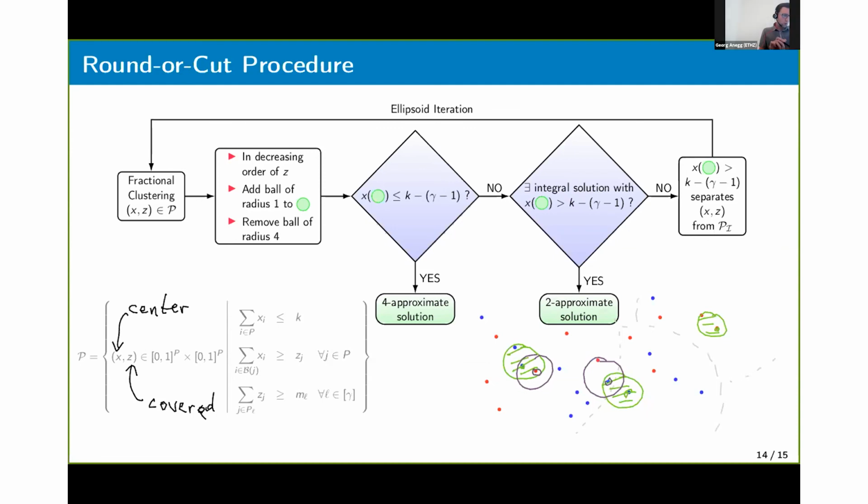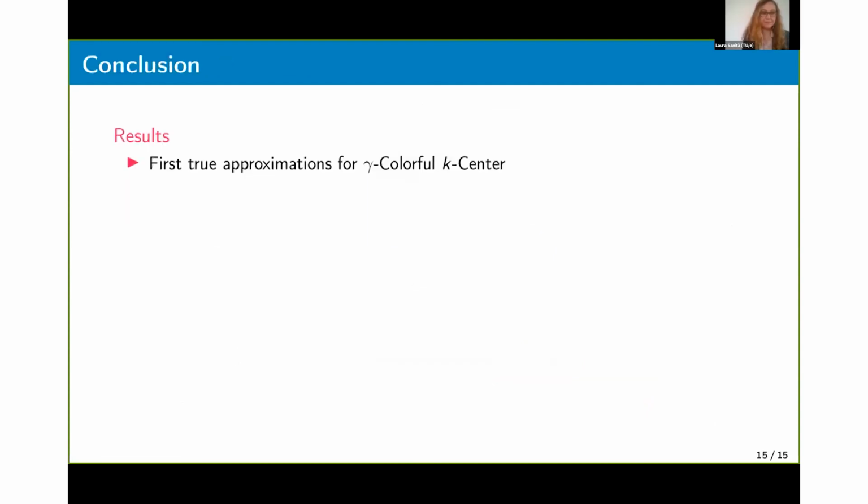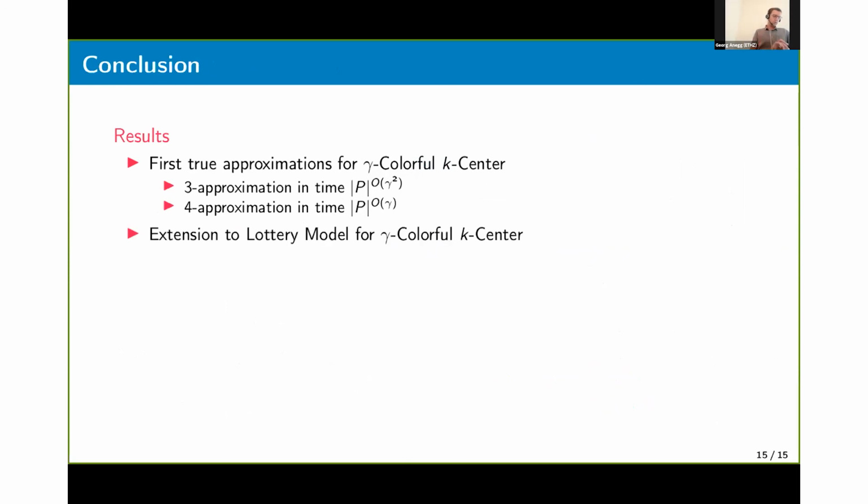So to conclude, both of our papers give the first true approximations for the colorful k-center problem. In particular, the EPFL paper gives a 3 approximation, and we get a 4 approximation with a slightly better dependence on gamma. And we can also extend our result to this lottery model, which comes with additional probabilistic constraints. And we also have a result that the problem is inapproximable if the number of colors is too big.